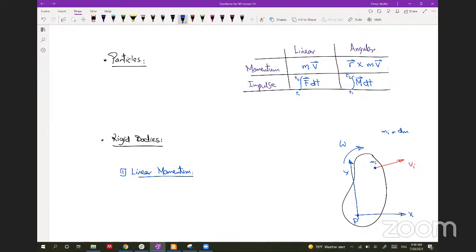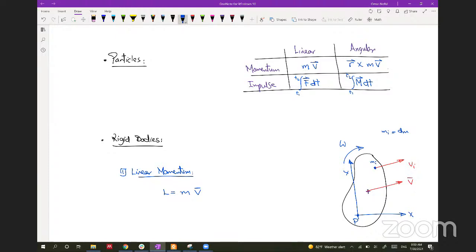The linear momentum is very simple. L is equal to the mass multiplied by the velocity of the CG of the body. Like you have the CG somewhere here, and if we know the velocity of this CG, something like that, this is v bar. So it will be equal to the mass multiplied by v bar, and v bar is a vector.